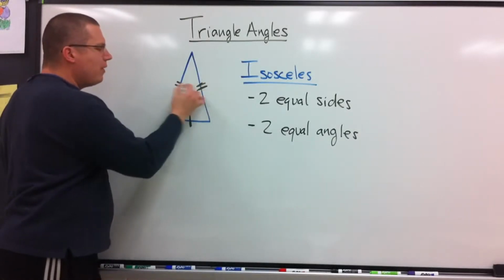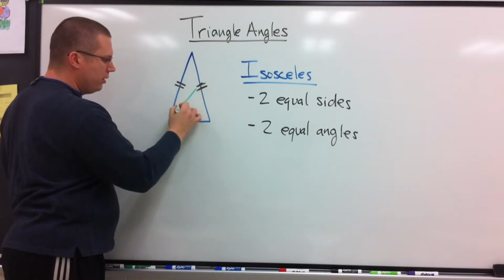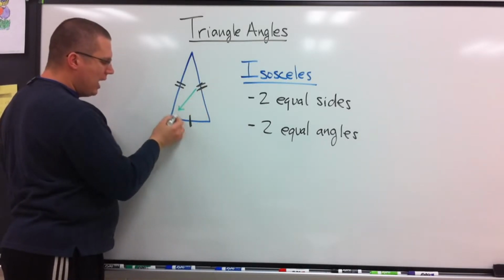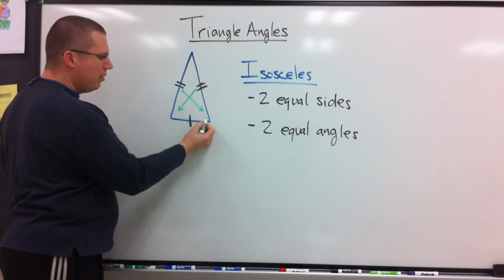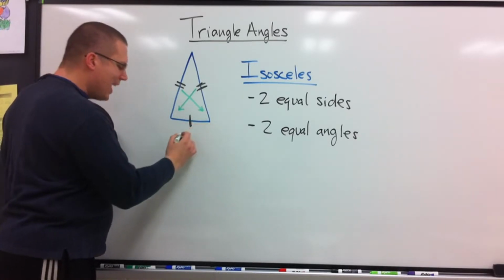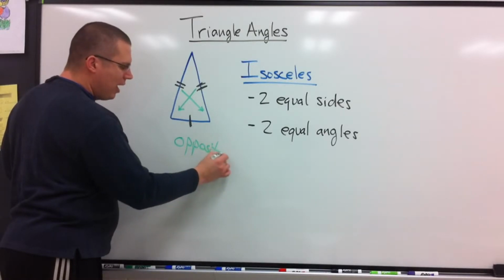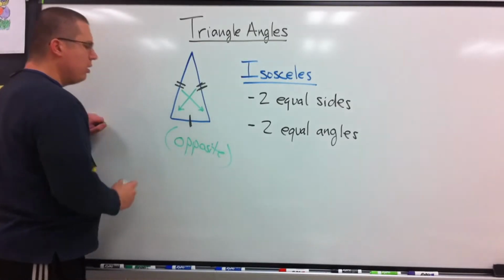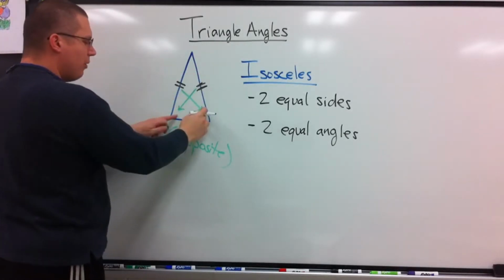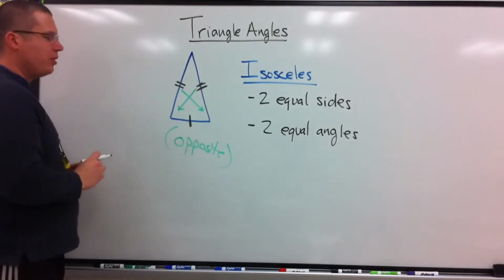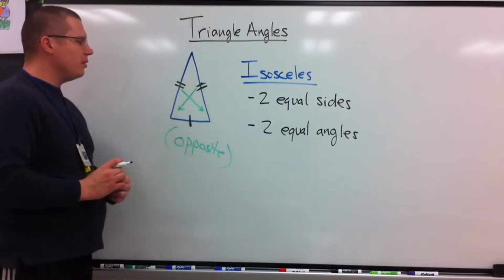Put your pencil at one of the equal sides, one of the congruent sides, and go across. This angle is going to be equal to this angle. So it's always the sides opposite. I'm sorry, the angles that are opposite. Look at the 2 equal sides, go opposite of them, and you'll find the 2 equal angles, or the 2 congruent angles. Now let's fill numbers in.